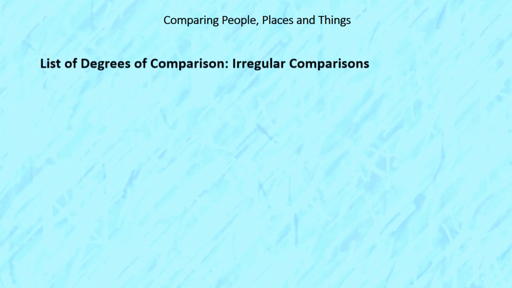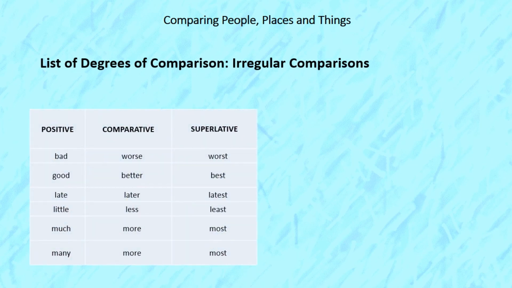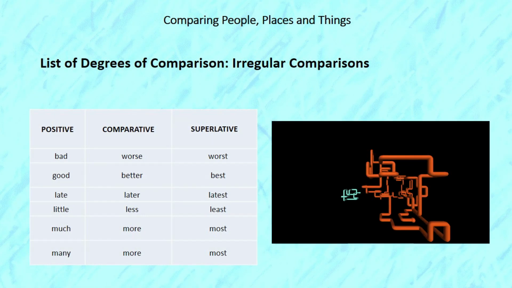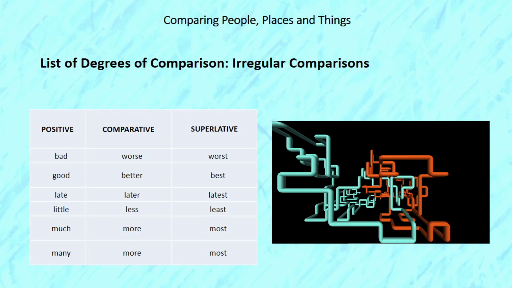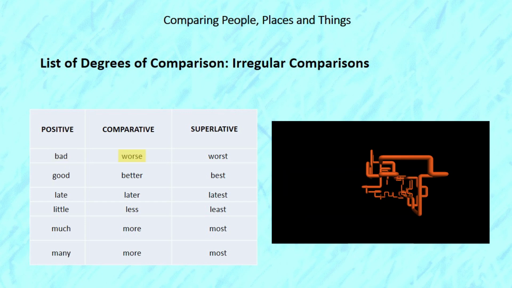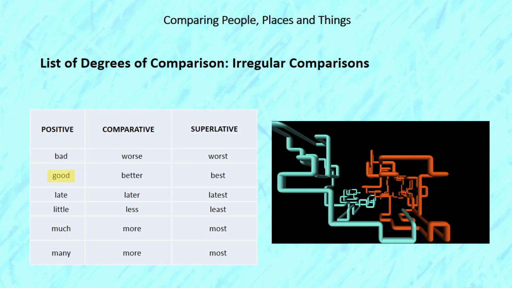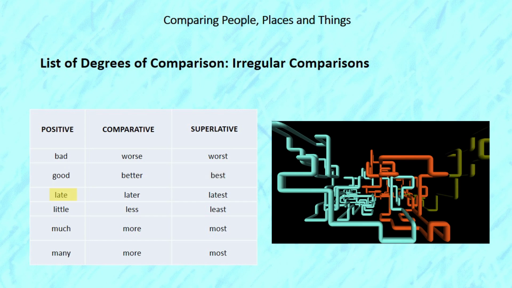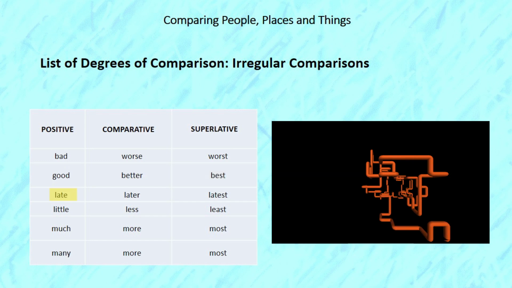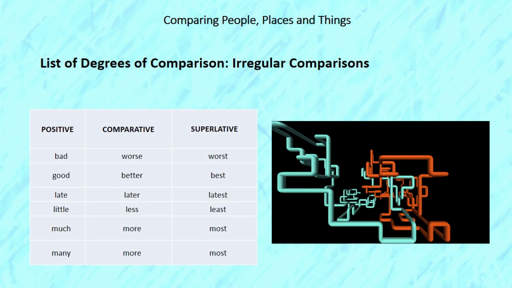There are irregular comparisons also, where the word totally changes in the comparative and the superlative form. Just have a look at this list of words. Bad, which is in the positive form, becomes worse in the comparative form and worst in the superlative form. Good, which is in the positive form, becomes better in the comparative form and best in the superlative form. Late, which is in the positive form, becomes later in the comparative form and latest in the superlative form.